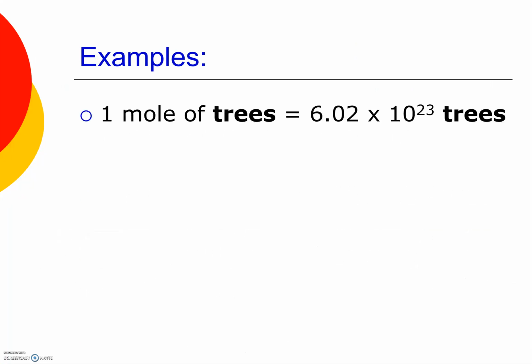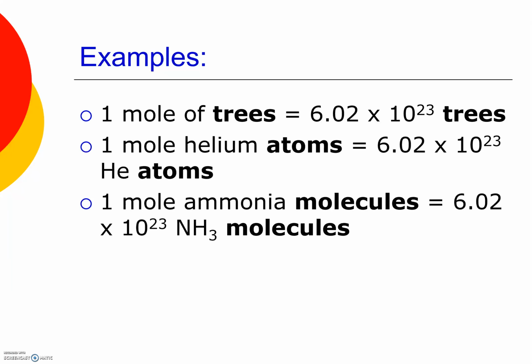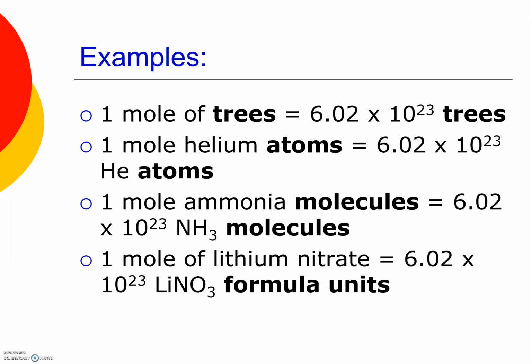So again, to reiterate, the unit can change. We can go from something like trees. 1 mole of trees is 6.02 times 10 to the 23 trees. We can go to atoms. 1 mole of helium refers to atoms. Then we have covalent compounds. So 1 mole of a molecule is 6.02 times 10 to the 23 molecules. And also formula units for ionic compounds. So 1 mole of lithium nitrate, for example, is 6.02 times 10 to the 23 LiNO3 formula units.